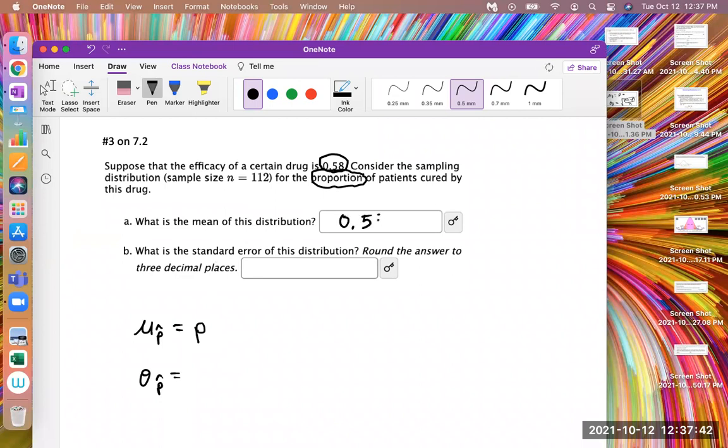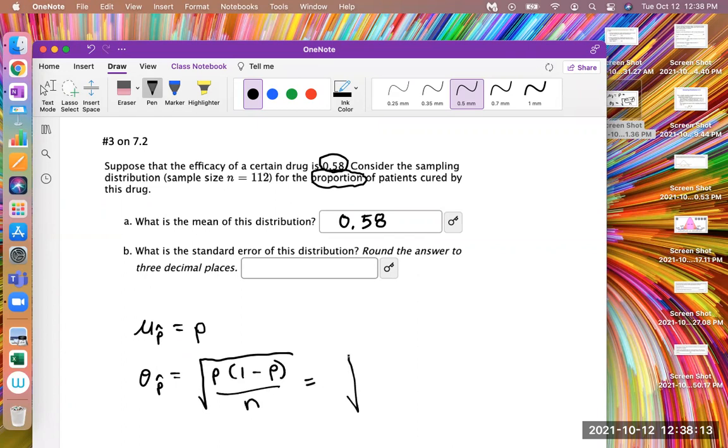And it's always equal to just that proportion, or sometimes it's given as a percent that you have to turn into a decimal, but it is always stated in the beginning of the problem. And then what's the standard error or standard deviation? That is always, for the sample proportion, the square root of p times 1 minus p, all over n.